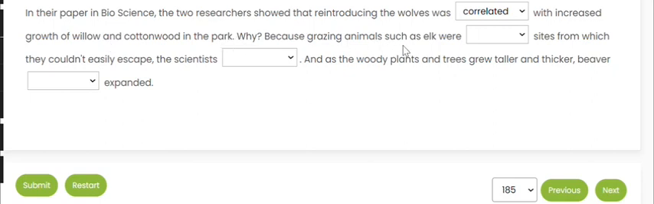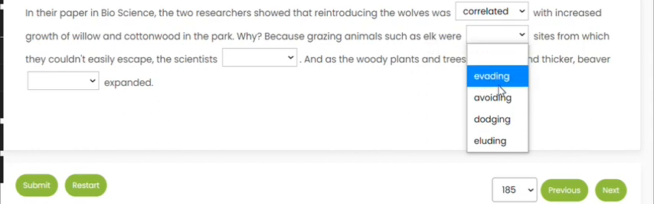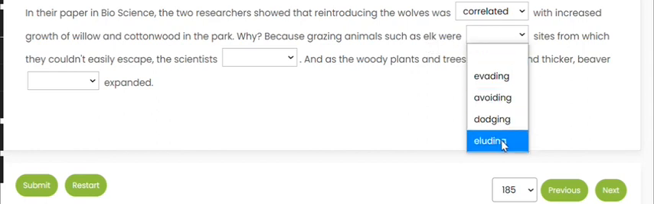Why? Because grazing animals such as elk were dash sites from which they couldn't escape easily. So if there are some sites where it's not possible for the animals to escape, they will not go to those places. So the animals were evading those sites, avoiding, dodging, or eluding. These words are quite similar, but they do have differences. So evading is when you escape or avoid by using dishonesty. Dodging is avoiding by a sudden movement, and eluding is escaping from an enemy or danger in a skillful way.